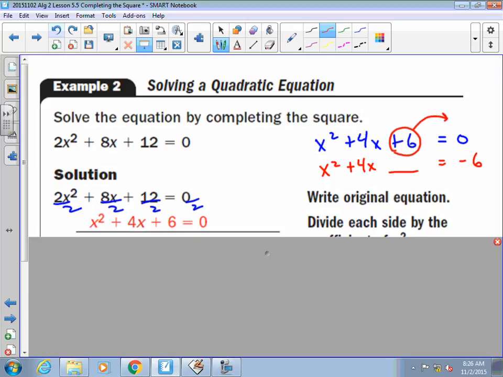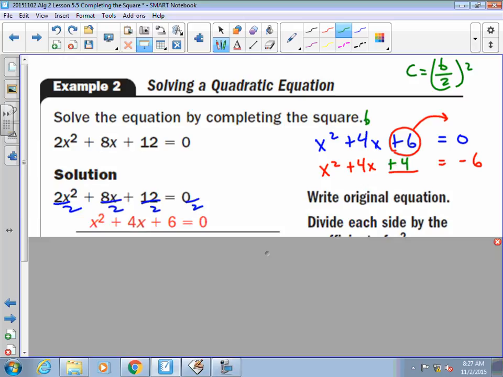And now we can find a new value for c. So in order to find your new value for c, remember c is b over 2 squared. B's value in this case is 4. So 4 over 2 is 2. And 2 squared is positive 4. So your new value for c will be positive 4.